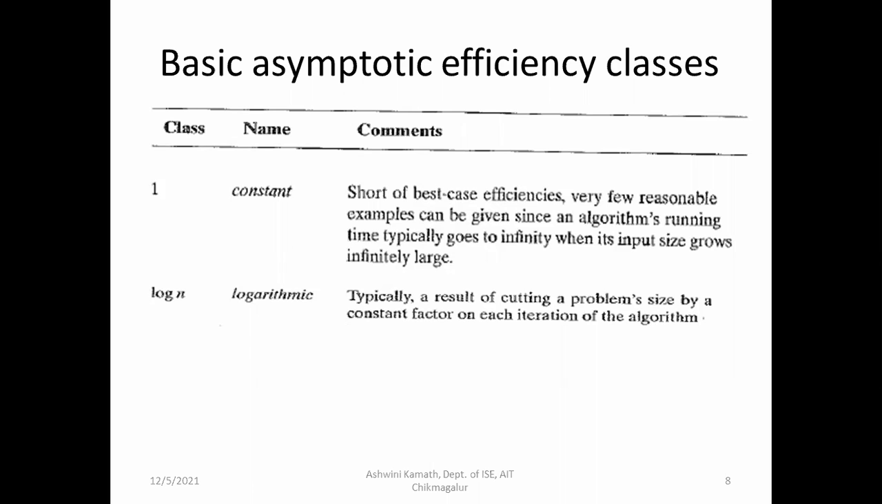Log n to the base 2 or log n to the base 3 is not there. If it is log n to the base 2, then the problem size is reducing by half, that is n divided by 2. In every iteration it is reducing by half. So log n to the base 2 means n divided by 2, every time the input is reducing by half of it.